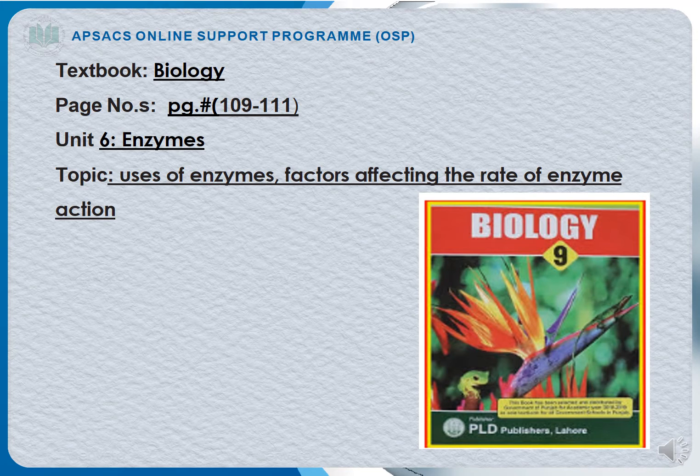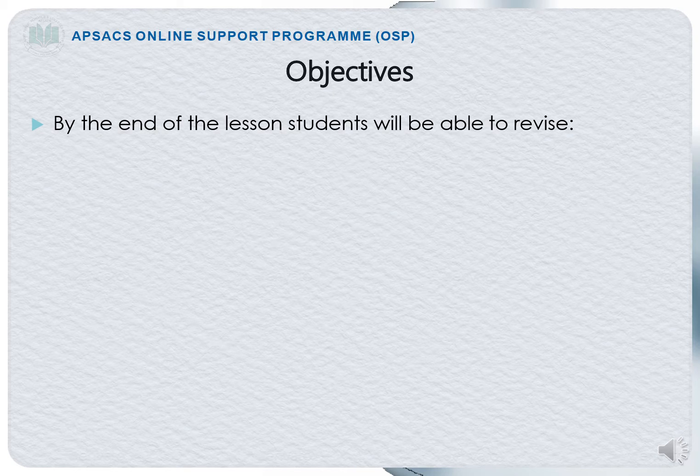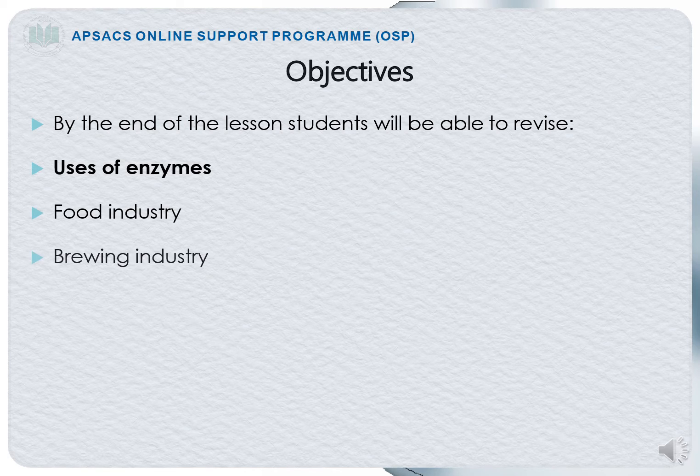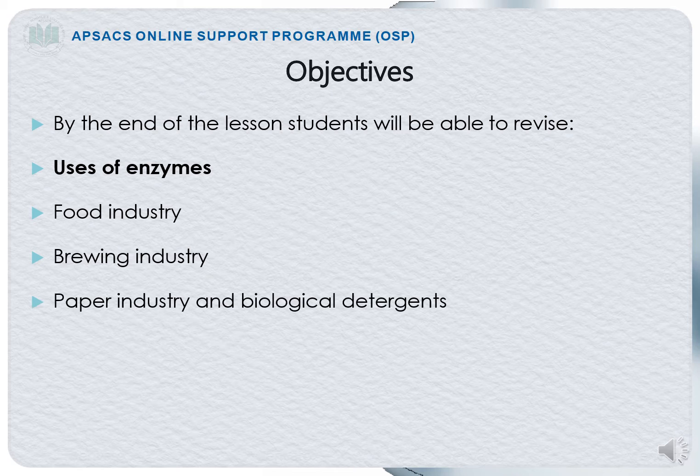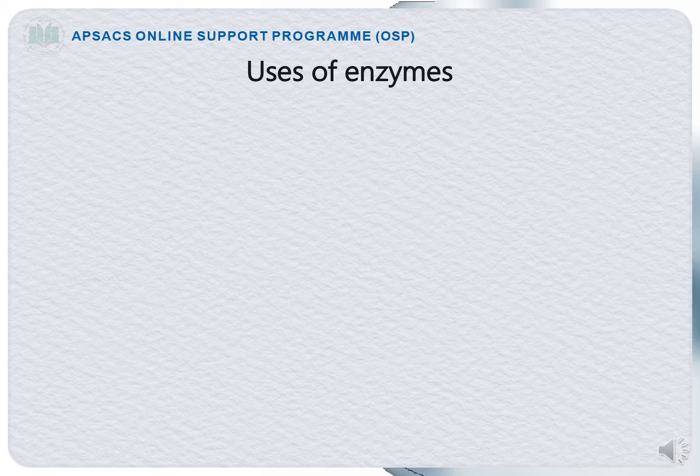Textbook Biology, page number 109 to 111, Unit 6, Enzymes, topic: Uses of enzymes, factors affecting the rate of enzyme action. Objectives. By the end of the lesson, students will be able to revise uses of enzymes, that are food industry, brewing industry, paper industry and biological detergents, factors affecting the rate of enzyme action.